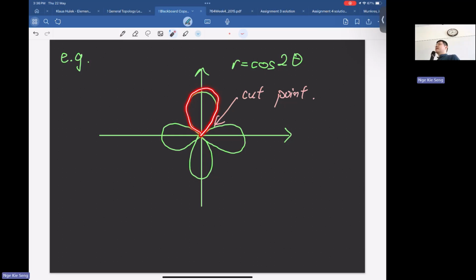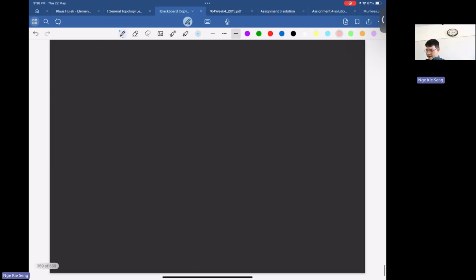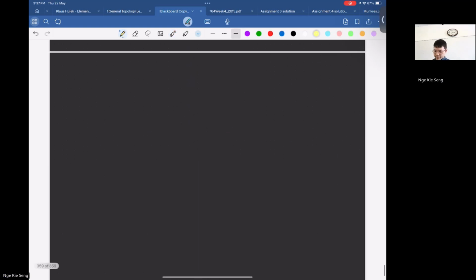How to show it? You can show it by saying it is a continuous image of a connected set. Meaning, you actually can parameterize this leaf using an interval, and then you're good. But let's not do that in class. Let's go to the next part.